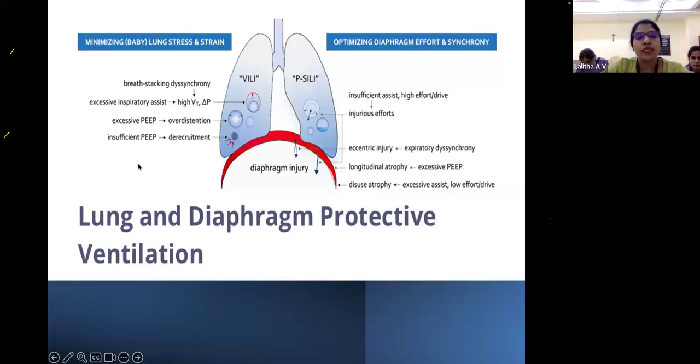As well as high PEEP or low PEEP, all this can cause VILI. At the same time, this is called self-inflicted lung injury due to the patient's effort, or a spontaneous, patient-induced lung injury.